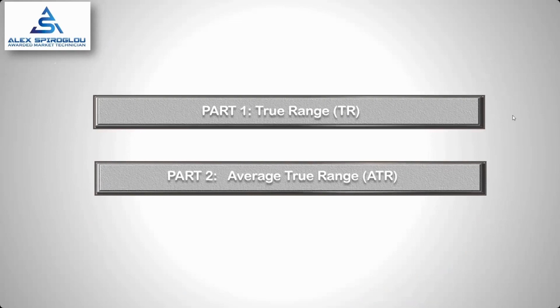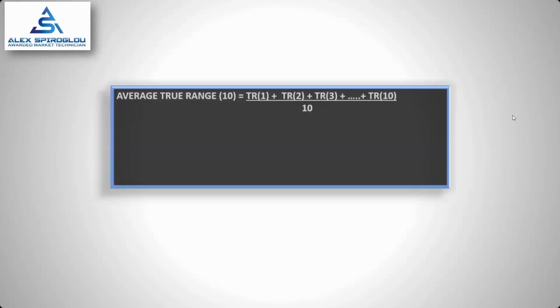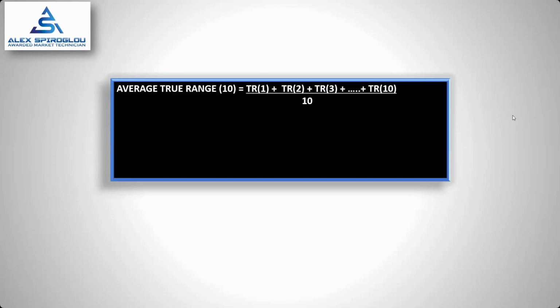We should be looking at average true range. What is average true range? Average true range, of course, is when you take each of these true ranges, add them up, and then divide them by the number of observations you have. So why do you want to do that?